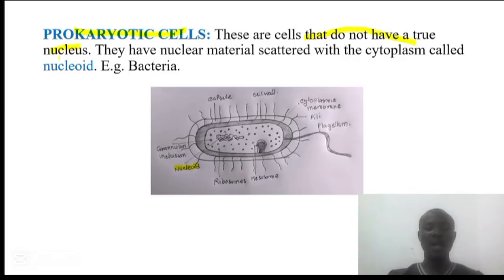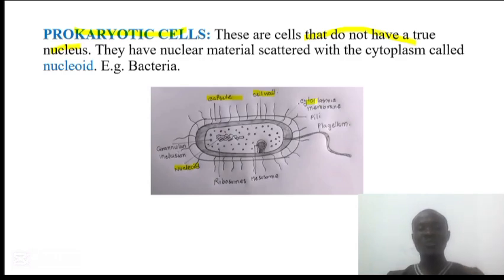So number one, we have the capsule. This capsule is the outermost layer in bacteria. This capsule prevents the bacteria from desiccation. That means it prevents the bacteria from drying up. It also protects the bacteria. And we have the cell wall. The cell wall is also there for protection. It gives shape to the bacteria and it allows free entry of substances.